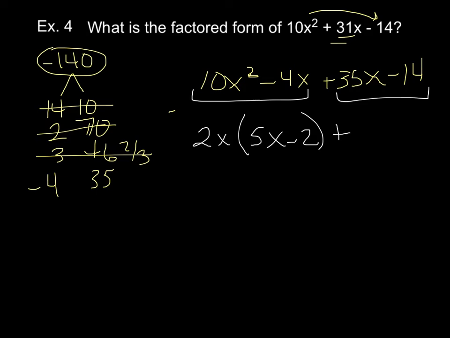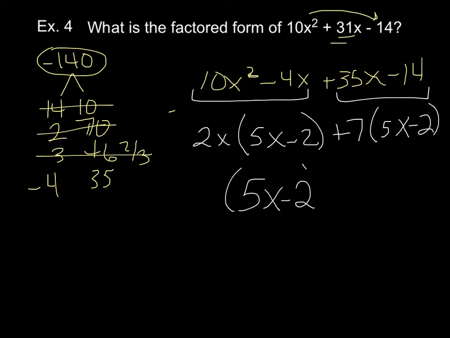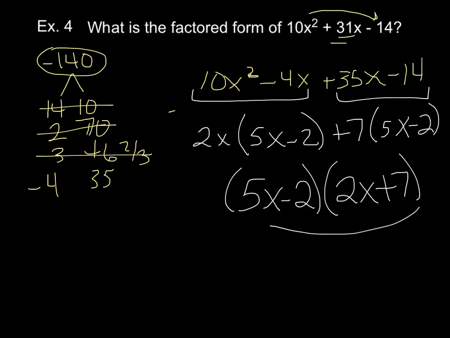Plus 35 and 14 have a common factor of 7, which would leave me with 5x minus 2. So there's 5x minus 2 that they have in common, and when I pull that common factor out, I'm left with a 2x and a plus 7.